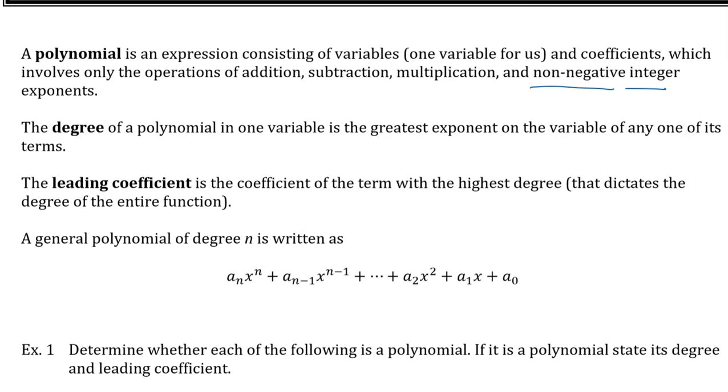You've seen that before. Leading coefficient, this is a new term, but it's pretty straightforward, is the coefficient of the term with the highest degree. I'll scribble in an example here as well. So let's say 4x squared minus 5x cubed plus 7x minus 1. What's the degree of this function?